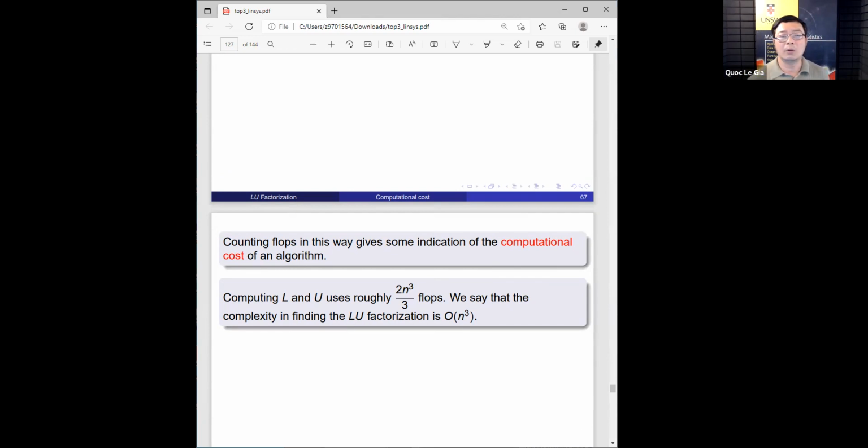I claim that if I try to compute the matrix L, then it will take about 2n cubed over 3 flops. So maybe let me draw a diagram.